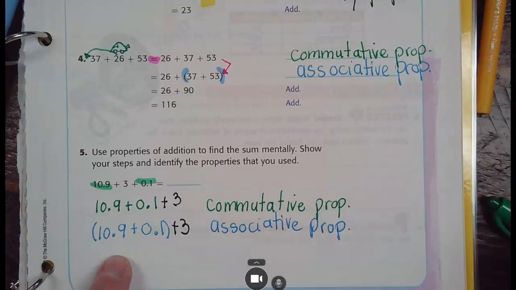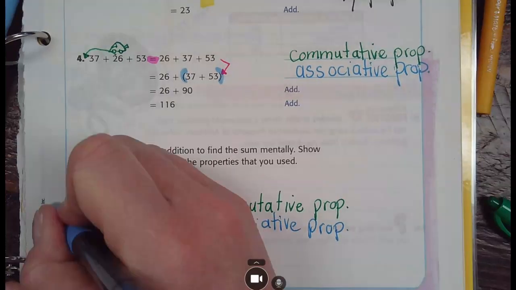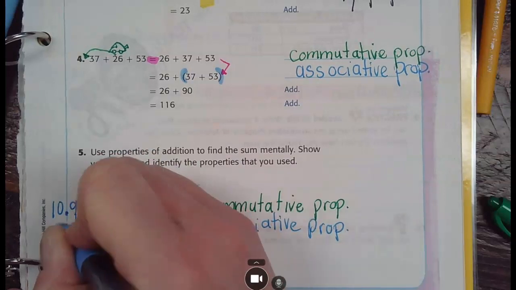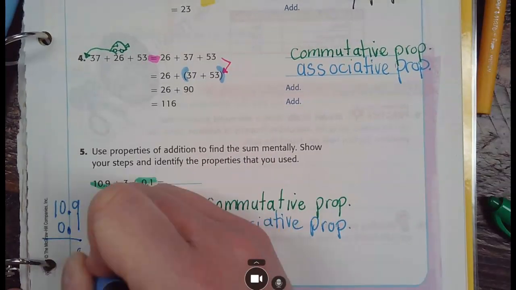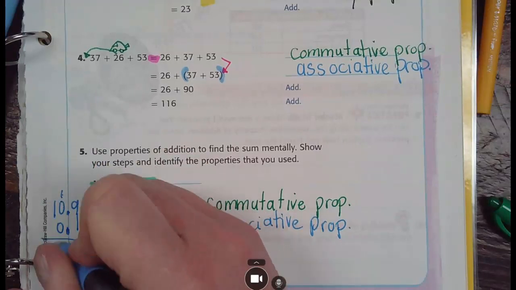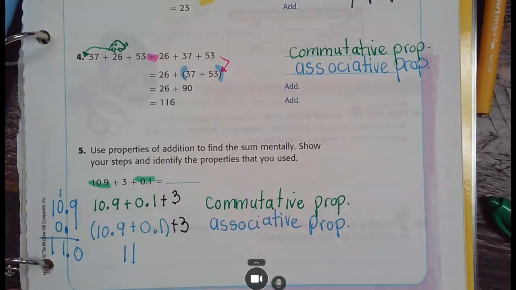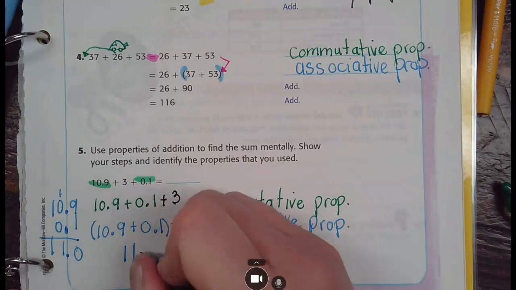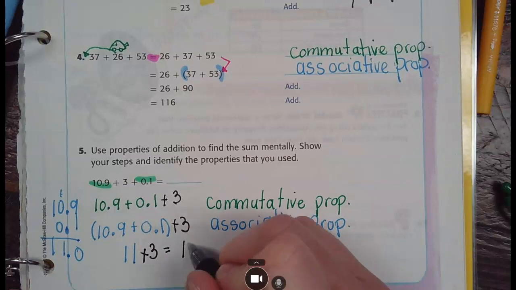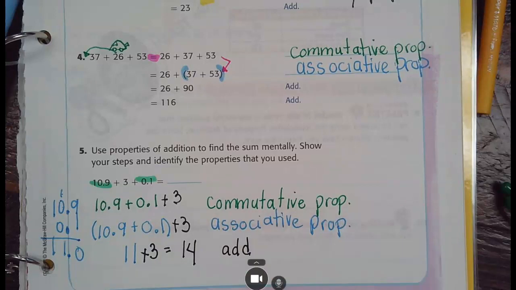So 10.9 plus 0.1, my friend said, well, if I line it up, Miss Richardson, got to line up the decimal, right? 9 and 1 is 10, carry my 1, 0 plus 1 is 1, plus 0 is 1, and then 1, so now I have 11. So I have 11 plus 3, and now I can just add and I get 14.